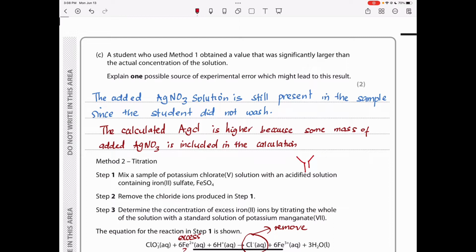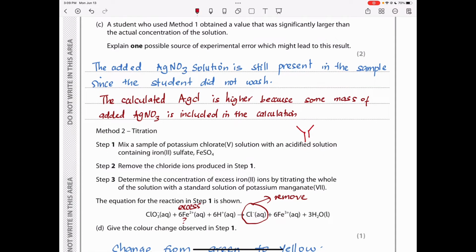So here what they had to do is they added silver nitrate. Remember, silver nitrate is soluble. The silver nitrate that was added was still in solution. Although it's soluble, some of the ions are going to stick onto the precipitate, and if they're not washed off, they are going to cause a higher mass, which could lead to a wrong calculation.